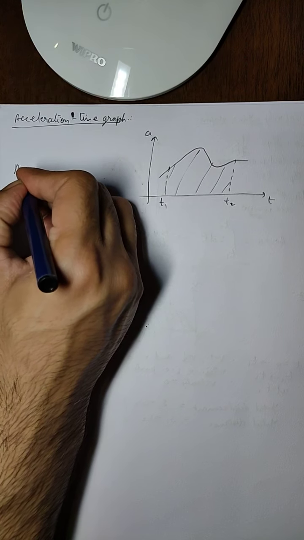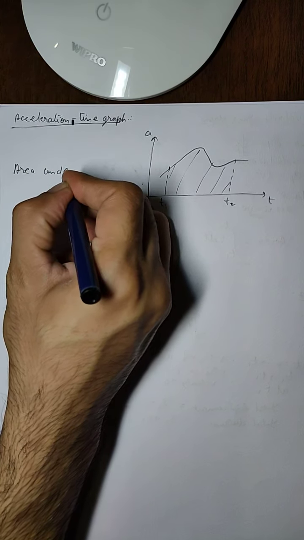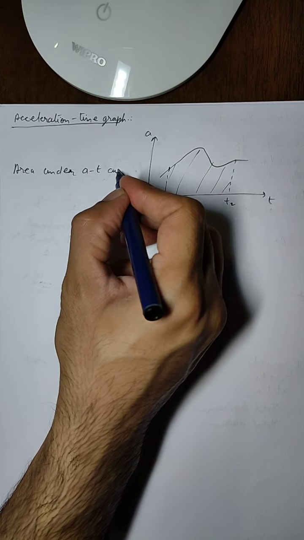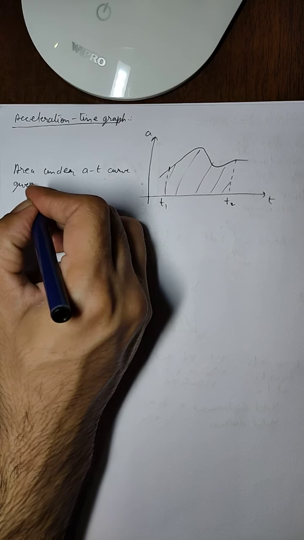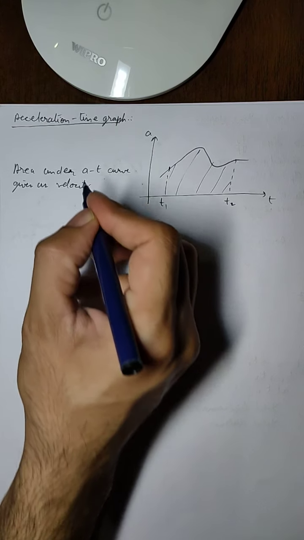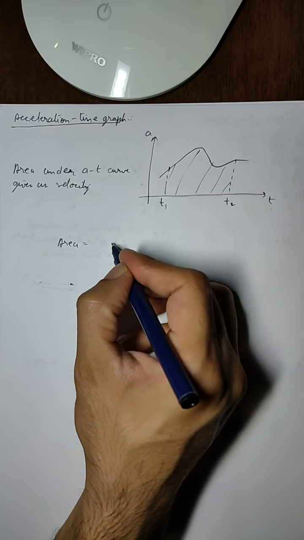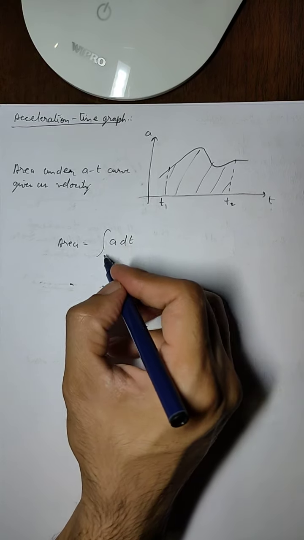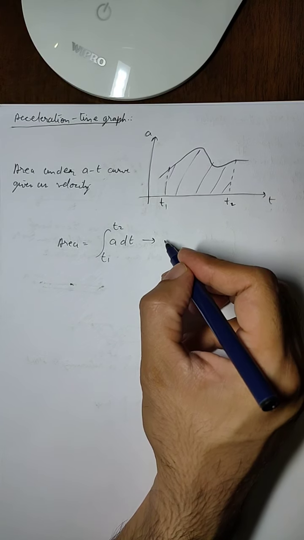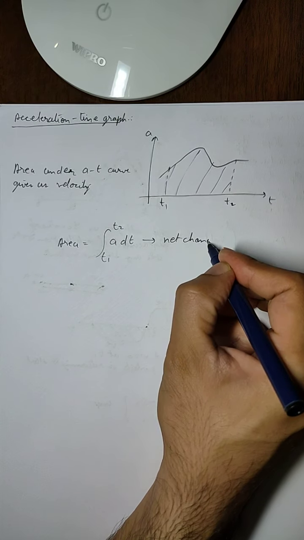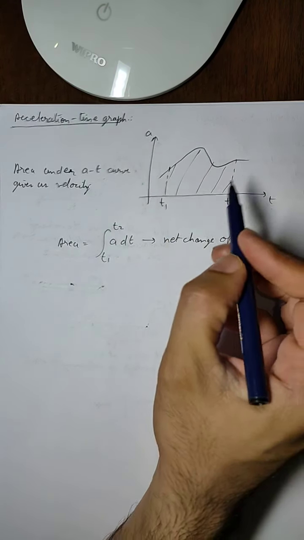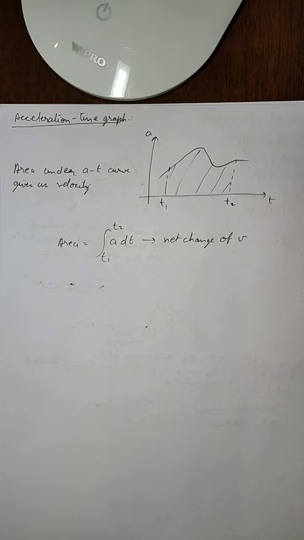And we can write that the area under the acceleration time curve gives us velocity. So the area will be given by the integration of a dt from t1 to t2, or between any two instants, and this will give us the net change of velocity. So this is important. The slope is not important. The area under the acceleration time graph is important.